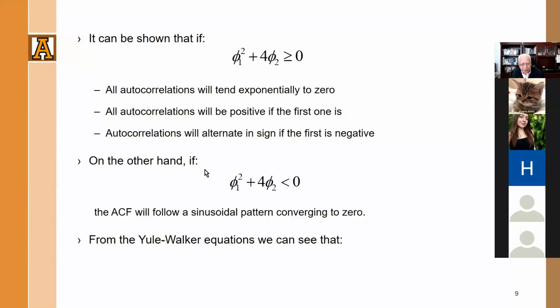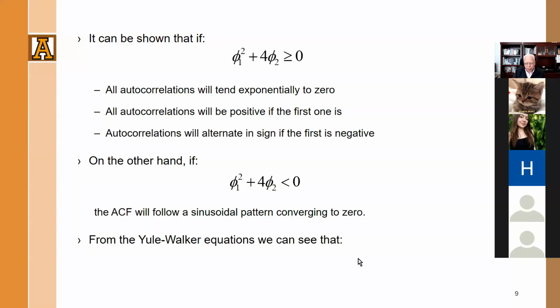Now, if this doesn't happen, if phi1 squared plus 4 phi2 is less than 0, then the autocorrelation function will show a sinusoidal type pattern converging to 0. Okay, so whether this is greater than or equal to 0 or less than 0 will determine the type of pattern that we see in the autocorrelation function. So if this happens, we'll see sort of a sine wave type pattern converging to 0.